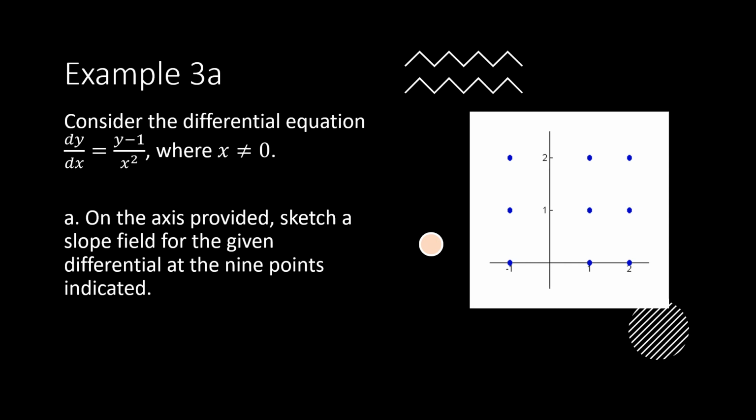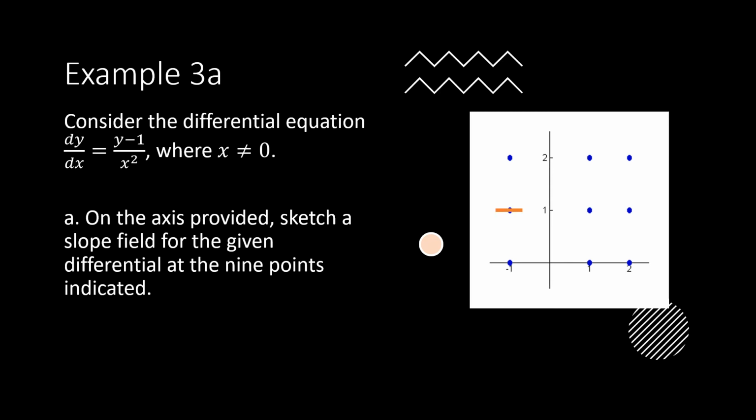All right, so part A for example 3 says consider the differential equation dy over dx equals y minus 1 over x squared, where x does not equal 0. It says on the axis provided, sketch a slope field for the given differential equation at the 9 points indicated. And so basically, again, all I do to get my slope field is plug the points into my differential equation. So like I plug in the point 1, 1, or I plug in the point 1, 2, and then I sketch a slope that resembles whatever number I get out.